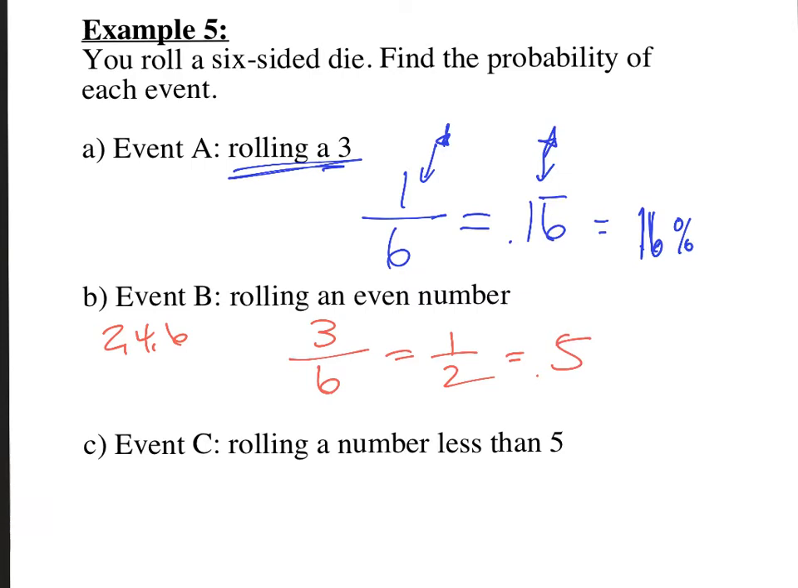And then for event C, we want to know if we can roll a number that is less than 5. So 1 is less than 5, 2, 3, 4, and I almost included 5. So there are 4 numbers that are less than 5. So it's 4 out of 6 or 2/3 or 0.67, which is 67%. Okay. You've seen that so many times, so I don't think you'll have any problems with that.